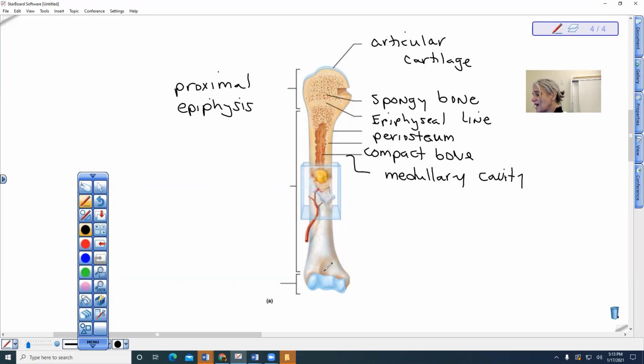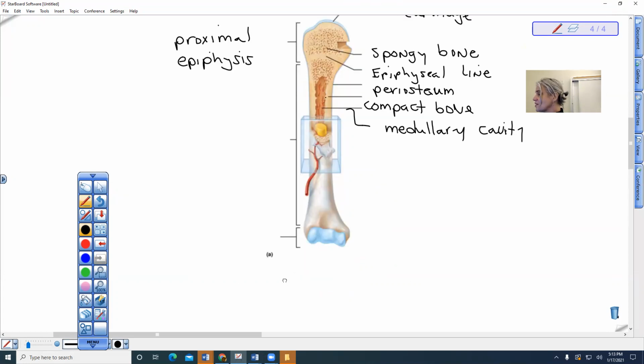When I look down at this end, this is the end that is going to connect my radius and my ulna. And so this is what we call the distal epiphysis. The center shaft is called the diaphysis.